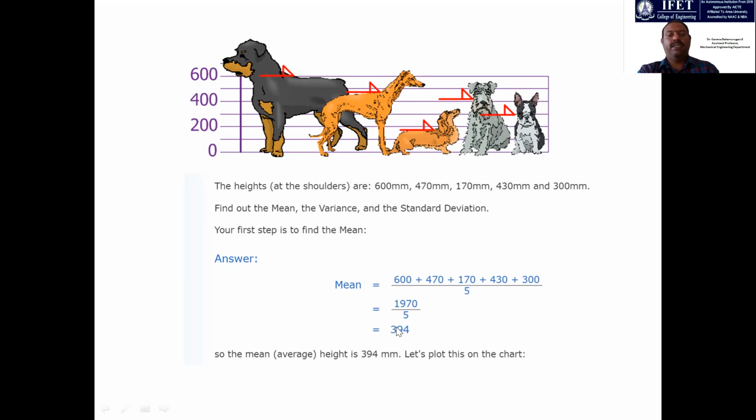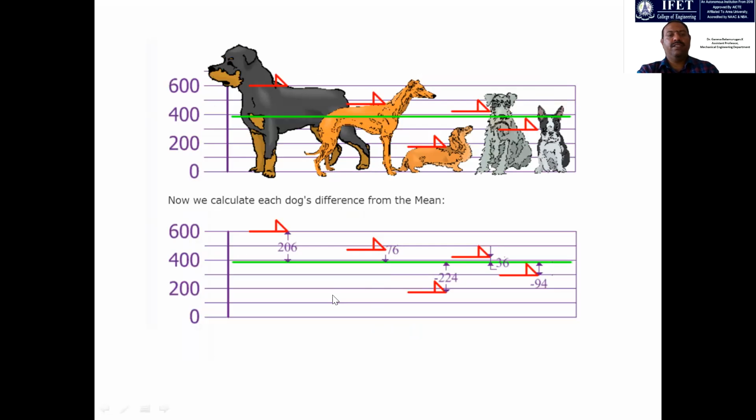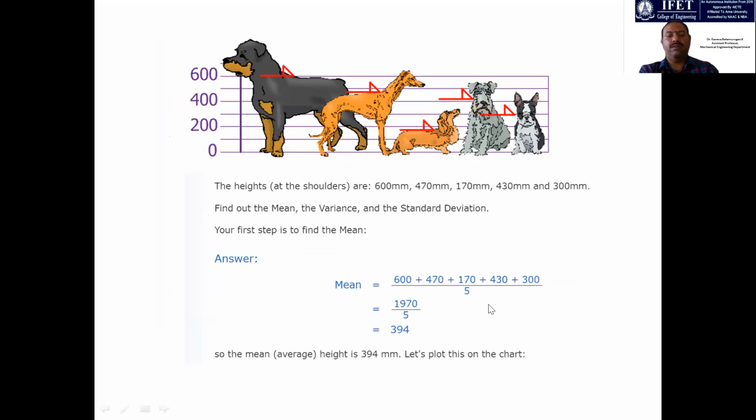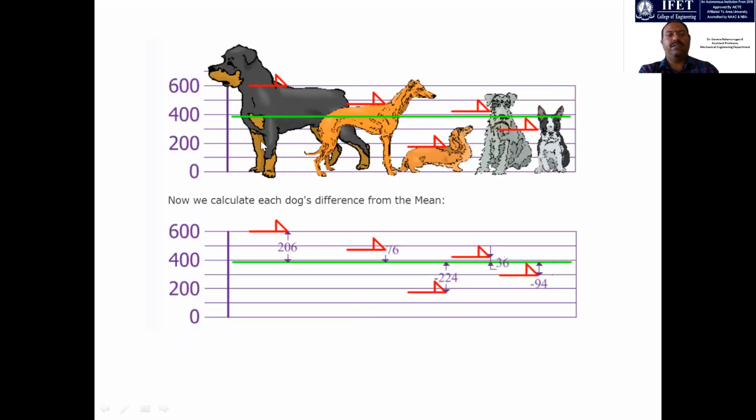Okay, but this alone is not giving any meaningful information. This is the mean height. What is the use of this mean height? It is the normal height of any dog, and from that we see how each and every breed's height varies. Now you can see a green line. This green line is the value 394 mm, that is the mean value.